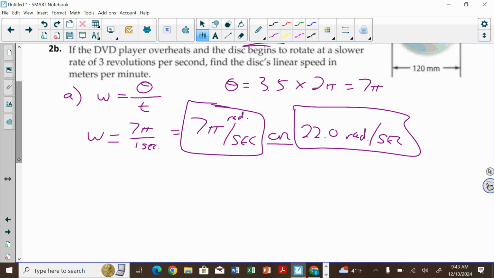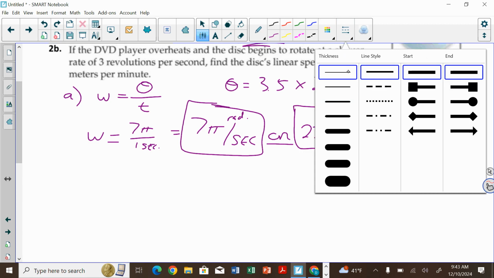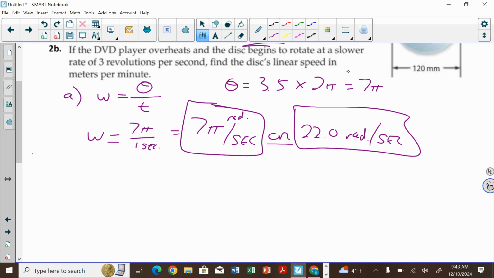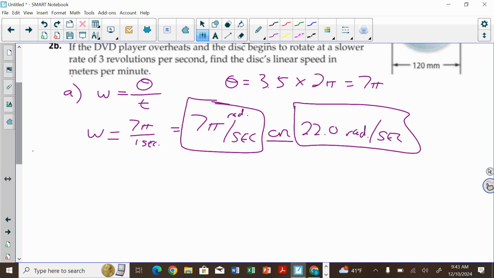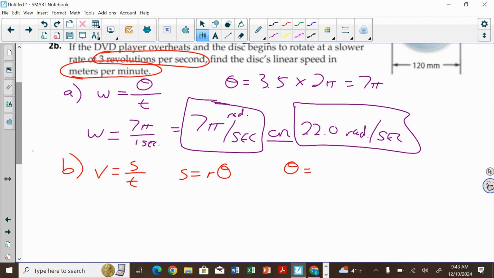All right, now part B says, if the DVD player overheats and begins to rotate at a slower speed, so now it's going 3 revolutions per second instead of 3.5, find the disk linear speed, and they want it in meters per minute. So we can find the linear speed, which is v equals s over t. And again, remember that s is equal to the radius times the angle. But now our angle is a little bit different, right? Since it's now 3 revolutions per second instead of 3.5, it's going to be 3 times 2 pi.